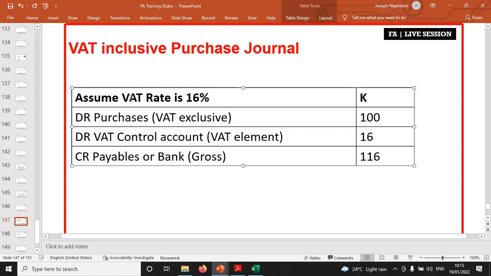But have you seen what I've done? The purchases account should be posted with the tax exclusive amount. Then in the VAT control account, we put what? The VAT element. And then payables, gross, or bank. When you buy, you pay everything to the supplier. You don't tell the supplier, like some of our friends, your VAT I'll go and pay it for you. When the supplier accepts, you'll be acting like a scam in that case.